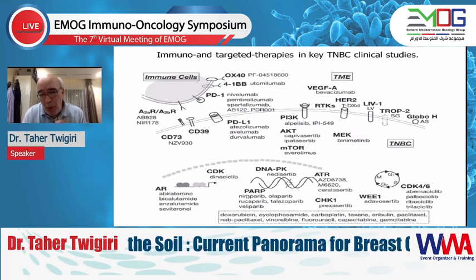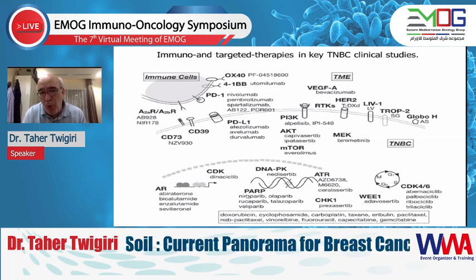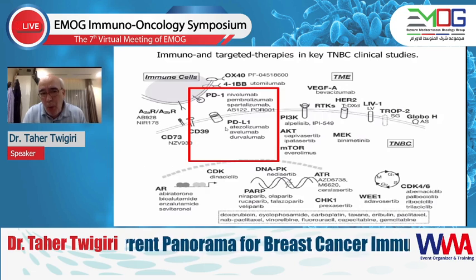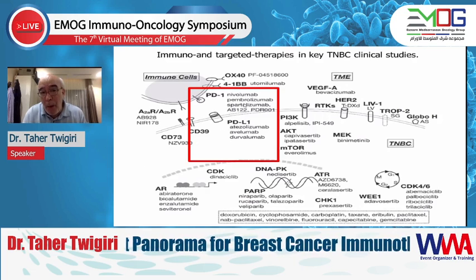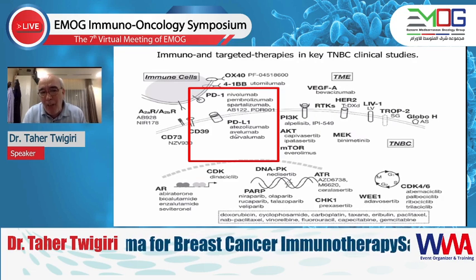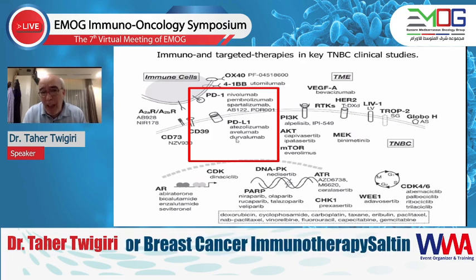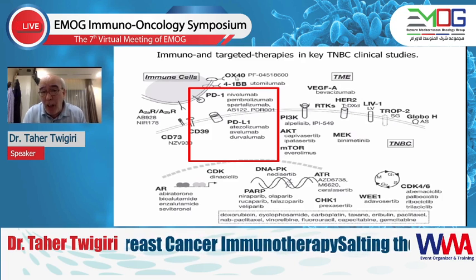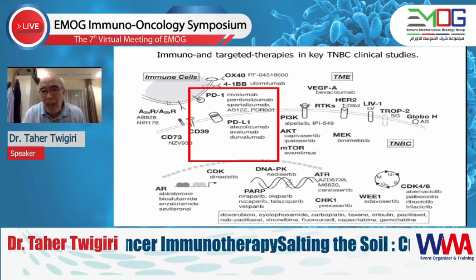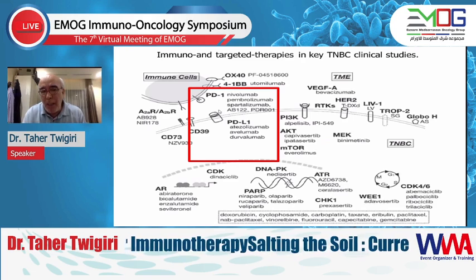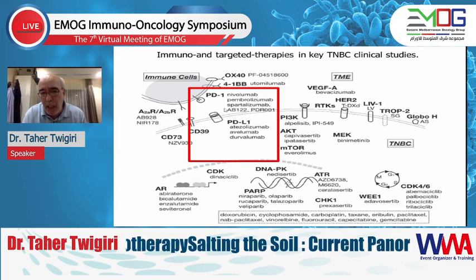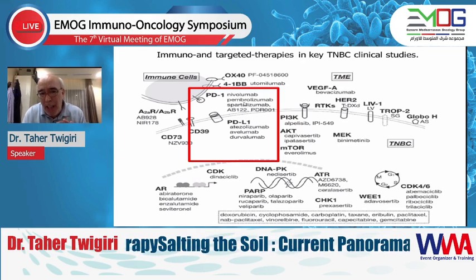But when we are looking at immunotherapy, which is our talk today, we have so far 13 molecules. We have Nivo, we have Pembro, and then we have Atezo, and we have Avelumab and Durvalumab. And then in clinical trials we have OX40, and then we have 4-1BB, and then other molecules here. So basically, when we are talking about triple-negative immunotherapy, we have 13 molecules in clinical trials that have been established so far.